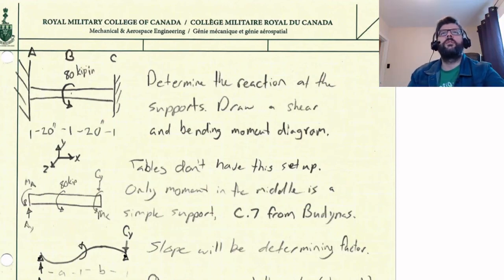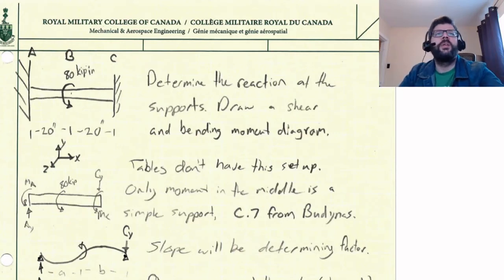Okay, so let's go over this example here. We've got a beam mounted between two rigid supports, and we're applying a moment in the middle, 80 kip inches. The moment itself is applied halfway between, so it's 20 inches on either side. And we want to figure out what the reaction is going to be, and then draw a shear and bending moment diagram.